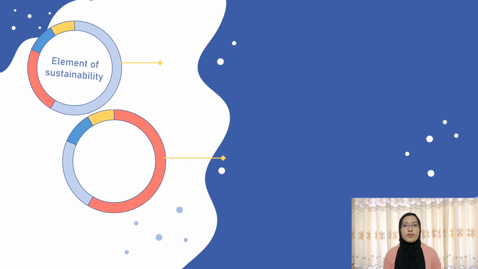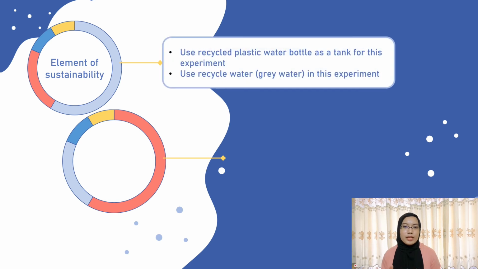Next is the element of sustainability. The three components of sustainability are the environment, the economy, and the community. When conducting this experiment, we observe that there are some elements of sustainability that can be detected. For instance, there is an element of environment. We decided to use a recycled plastic water bottle as the tank for this experiment. It can also be shown when we decided to use recycled water, also known as clear water, for the experiment.